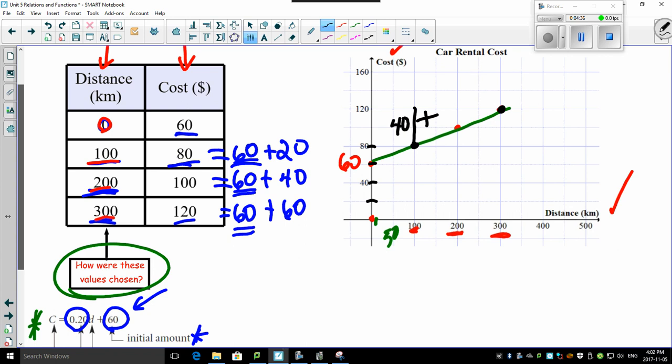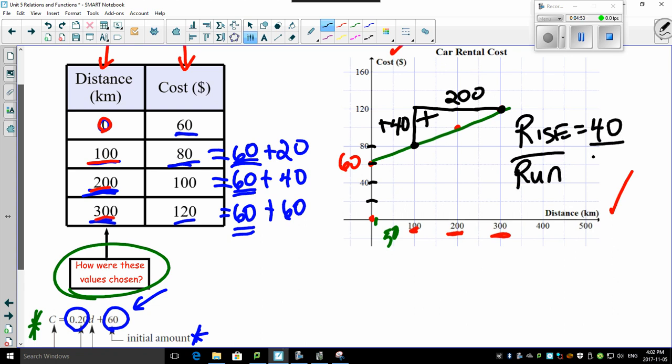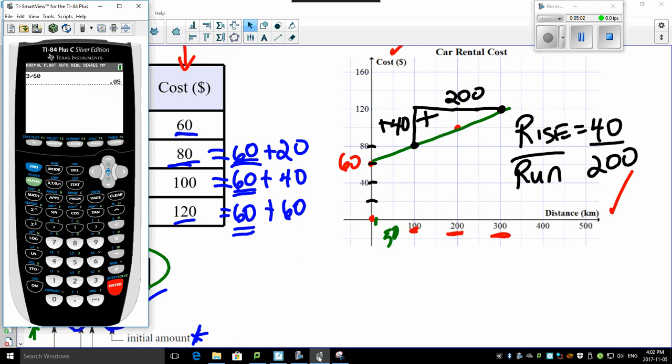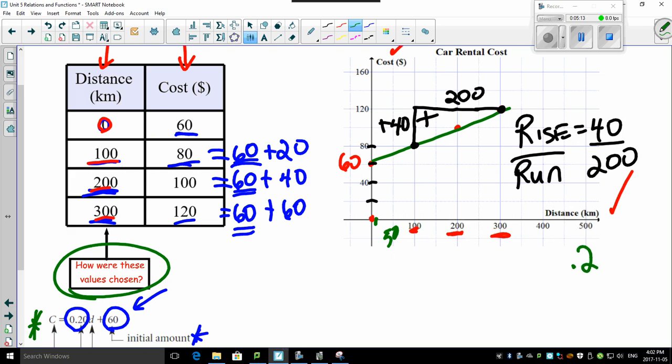I went a rise of positive 40. Here's my run, which means I'm going by 50s. 50, there's 100, 150, there's 200. Look at that. My rise, which is 40, over my run, which is 200. What's 40 over 200? Well, if you can't do this in your head and you want to use your calculator, go ahead. 40 divided by 200 works out to be 0.2. And if you think about that, that's 0.2 what?